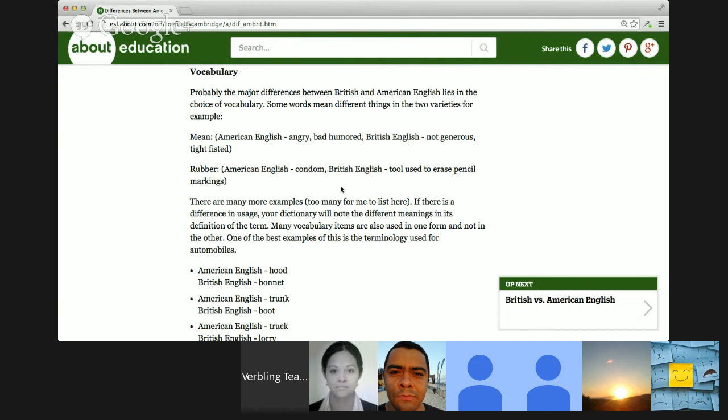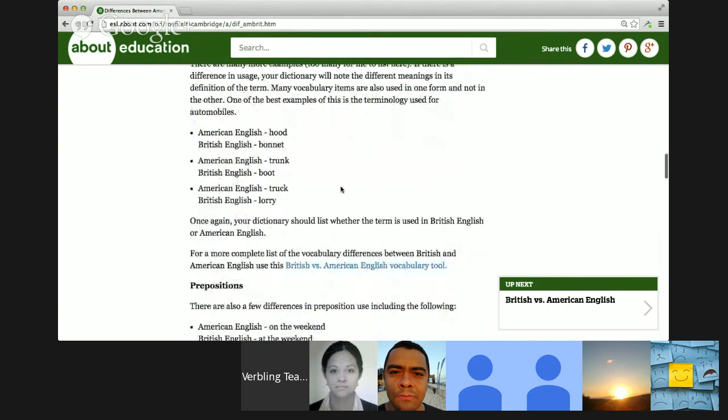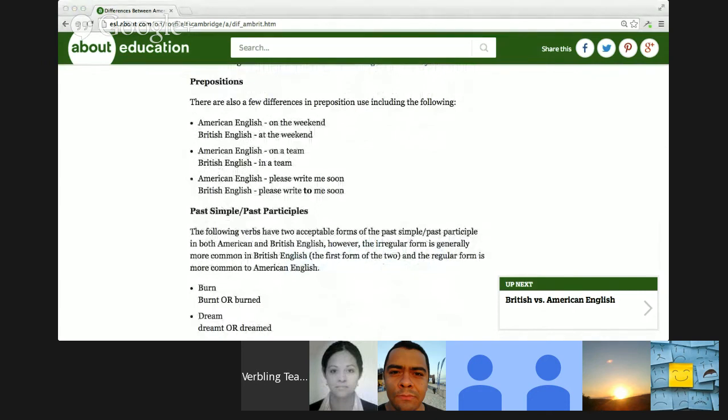All right, let's just read about prepositions. These are some little things that you can add in to make your English more authentic. So, who should read? Greg, please. Okay. What should I read? Preposition, right. There's also a few differences in preposition use, including the following: American English, on the weekend; British English, at the weekend; American English, on a team; British English, in a team; American English, please write me soon; British English, please write to me soon. Beautiful.